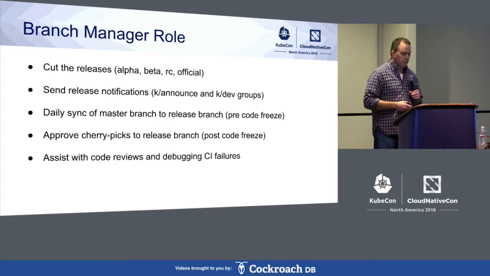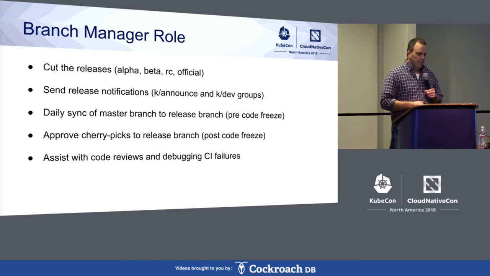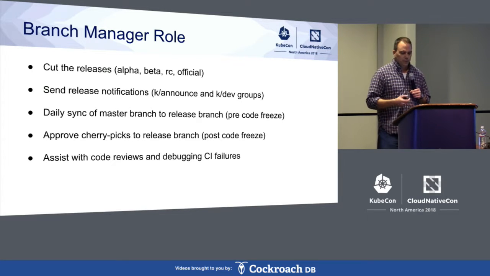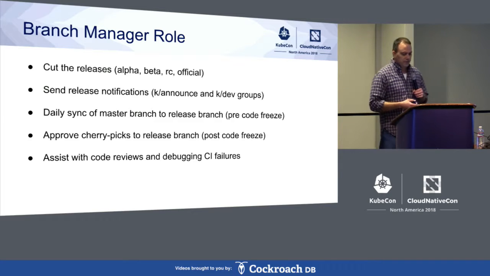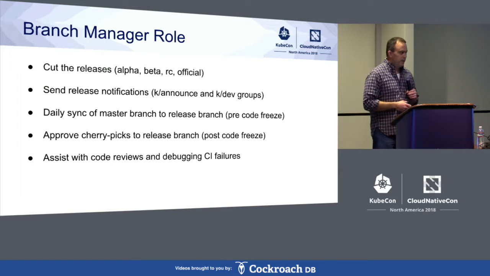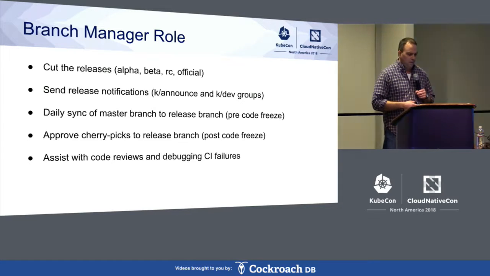The other responsibilities: once we create the release branch, so for the alpha releases, it's all alpha master. Once the release branch is created, we do daily syncs from the master branch to the release branch, and the tool is called branch FF, and that happens before code freeze. After code freeze is lifted, there's no more fast forwarding. Master's wide open to all the stuff that's been waiting to come in for the next release, and only cherry picks are done to the release branch.